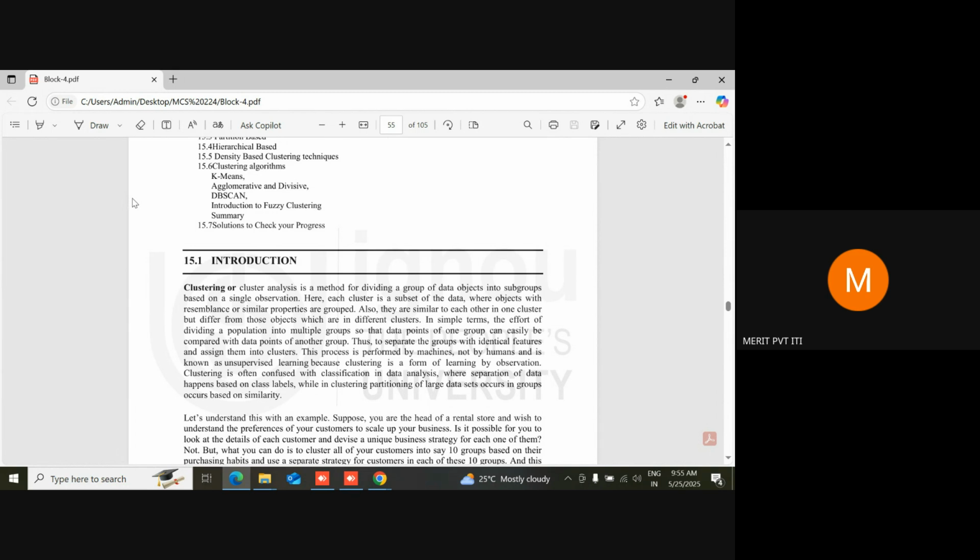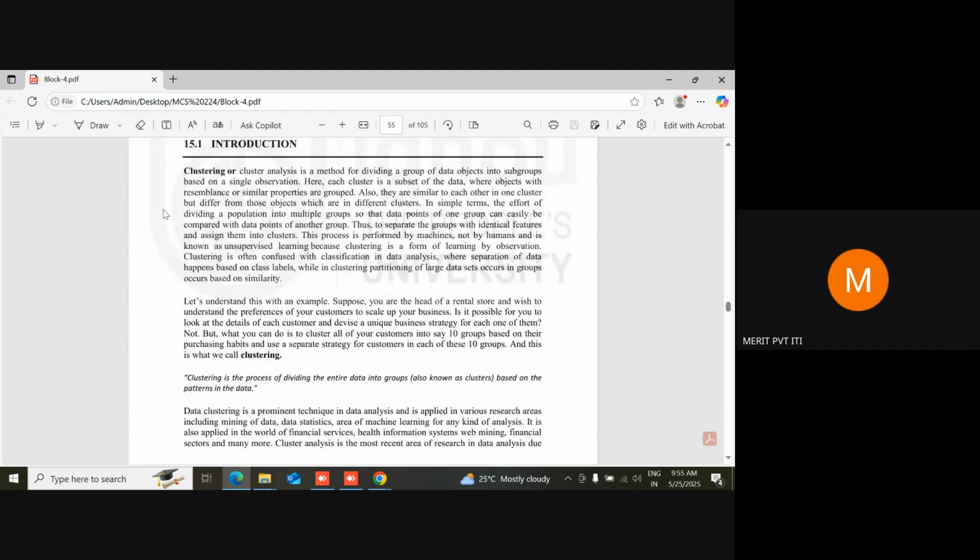So let's understand with an example. Suppose you are the head of a rental store and wish to understand the preferences of your customers to scale up your business. Is it possible for you to look at the details of each customer and devise a unique business strategy for each one of them? No. But what you can do is cluster all of your customers into, say, 10 groups based on their purchasing habits and use a separate strategy for customers in each of these 10 groups. And this is what is called clustering.